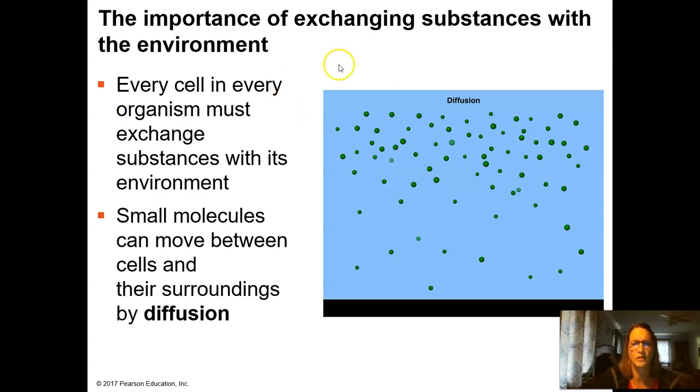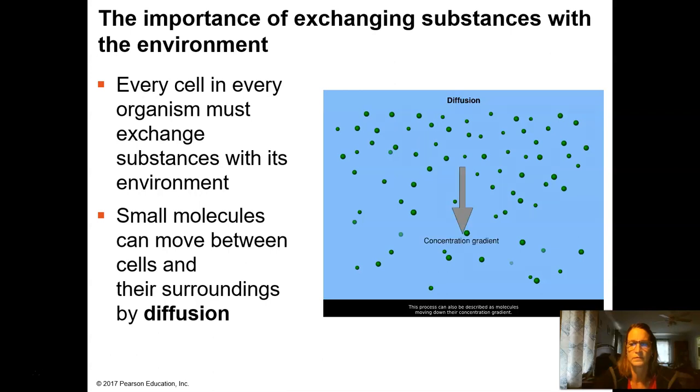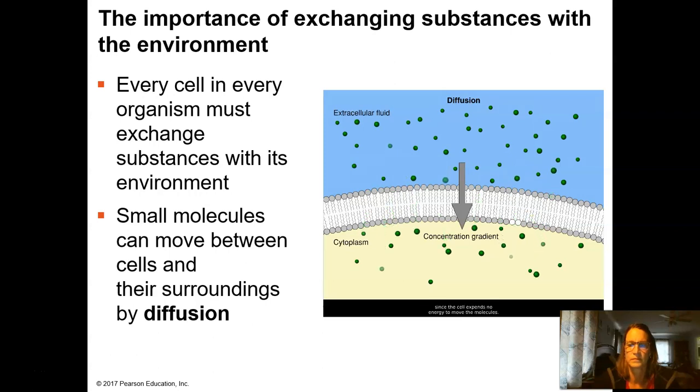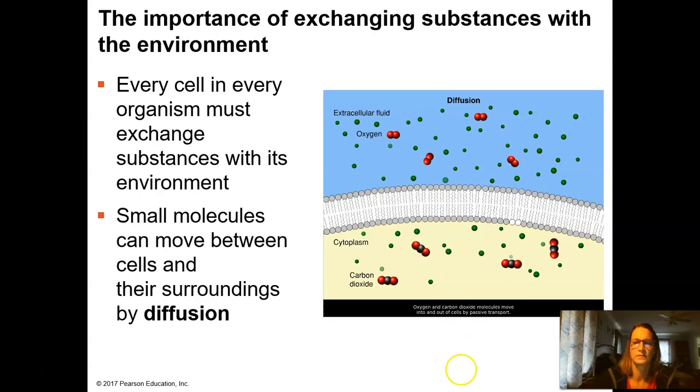And I'm just going to give you a little review of it here. Diffusion is the tendency for particles of any kind to spread out from where they are more concentrated to where they are less concentrated. This process can also be described as molecules moving down their concentration gradient. Diffusion across a biological membrane is called passive transport, since the cell expends no energy to move the molecules. Oxygen and carbon dioxide molecules move into and out of cells by passive transport.